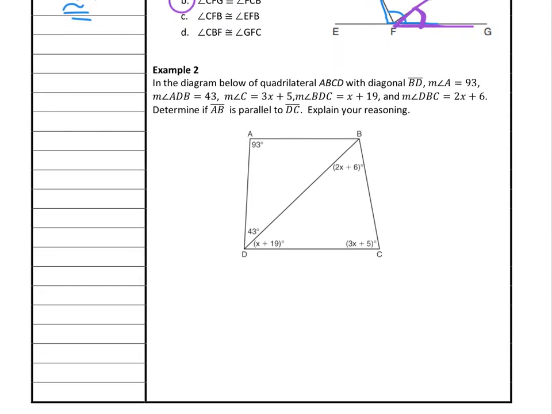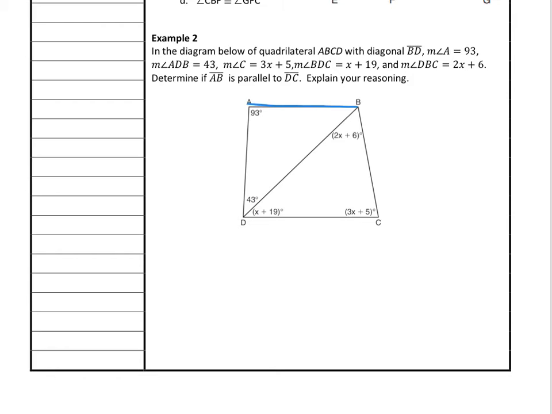In example 2, it says in the diagram below of quadrilateral ABCD with diagonal BD, the measure of angle A is 93, so on and so forth. That gives us all of those measures and those expressions. They are already labeled in the picture. Of course, you would be reading this through yourself if it were a problem on an assessment or a practice. It says determine if AB is parallel to DC.